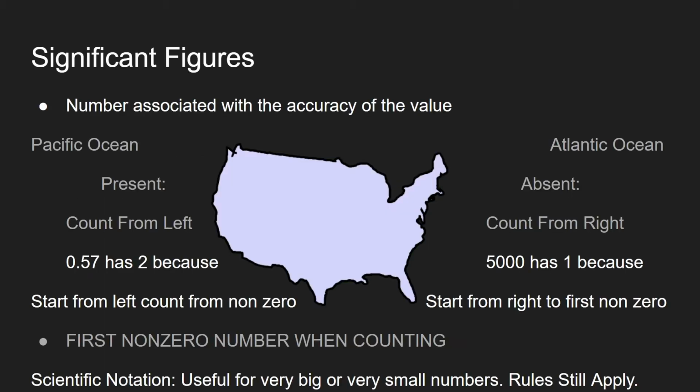Alright, so the first one is significant figures, and this is the number associated with the accuracy of the value. This uses the Pacific-Atlantic rule: if the decimal point is present, you count from the left; if it's absent, you count from the right. There are some examples here. 0.57 has 2 because you start from the left, counting from the first non-zero, and 5001 has 4 because you start from the right, from the first non-zero. Scientific notation, as you can see, is very useful for very big and small numbers.